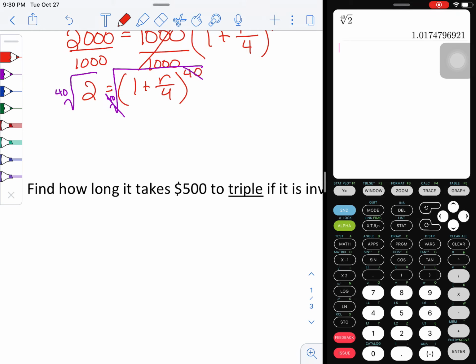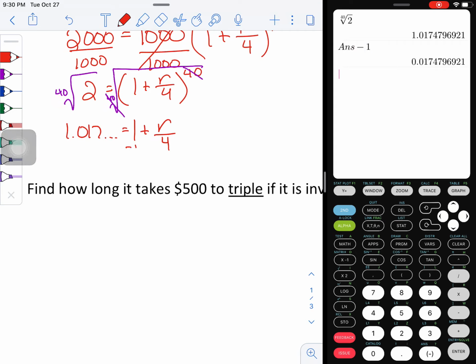All right, so on my paper, I'm just going to write down 1.017 and a whole bunch of stuff. So this is equal to 1 plus R over 4. And now I'm still trying to solve for R. But I'm going to go ahead and leave this answer in my calculator and just keep working with it until the very end when I'll do my rounding. So I'm going to go ahead and get rid of this 1. So I'm going to subtract 1.